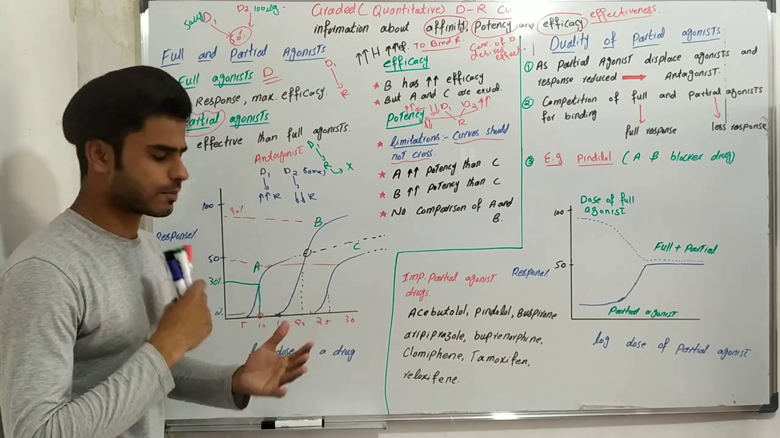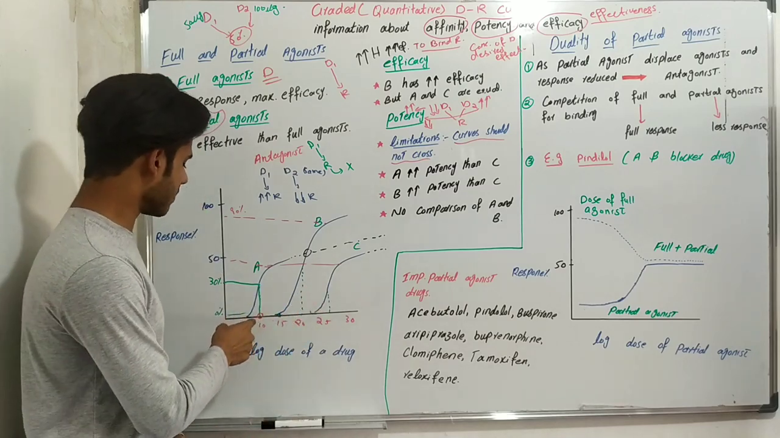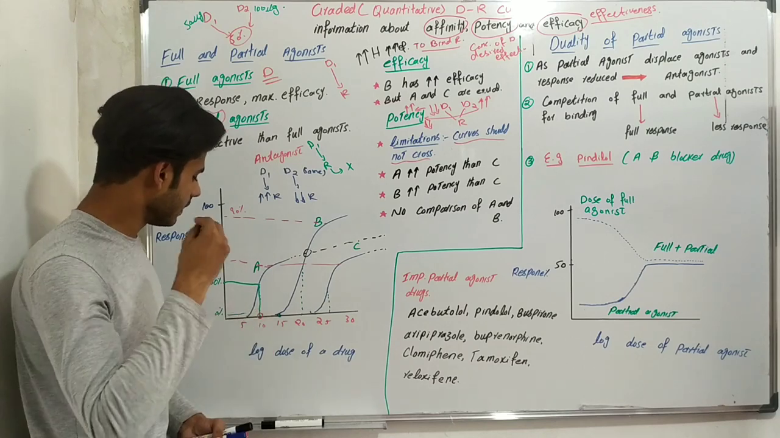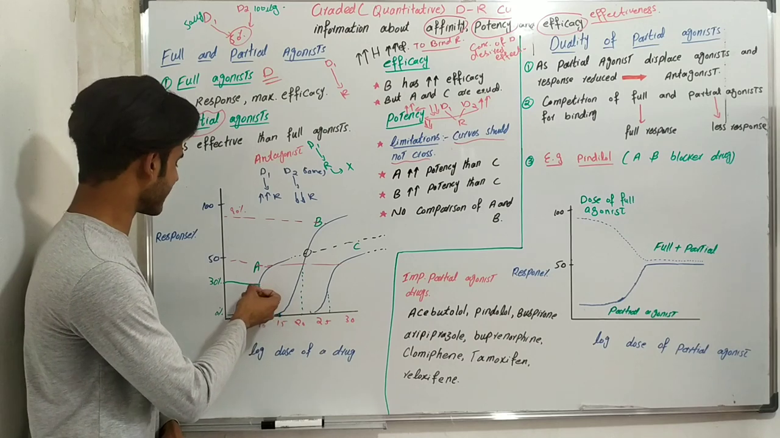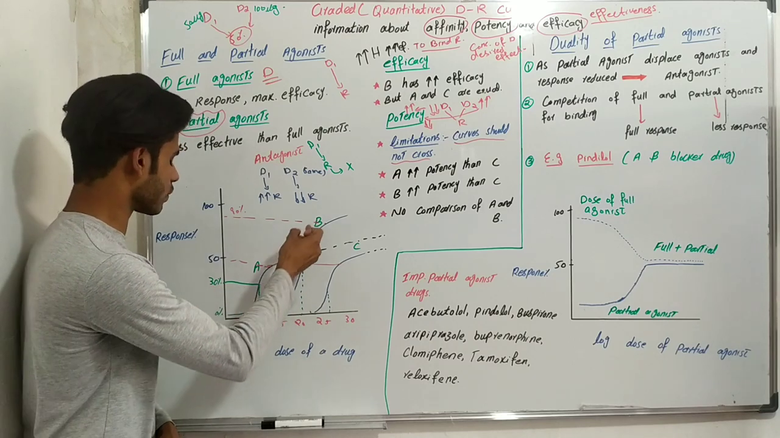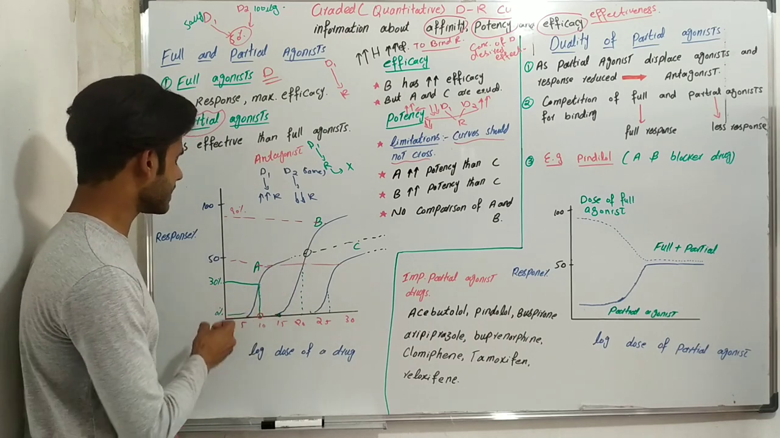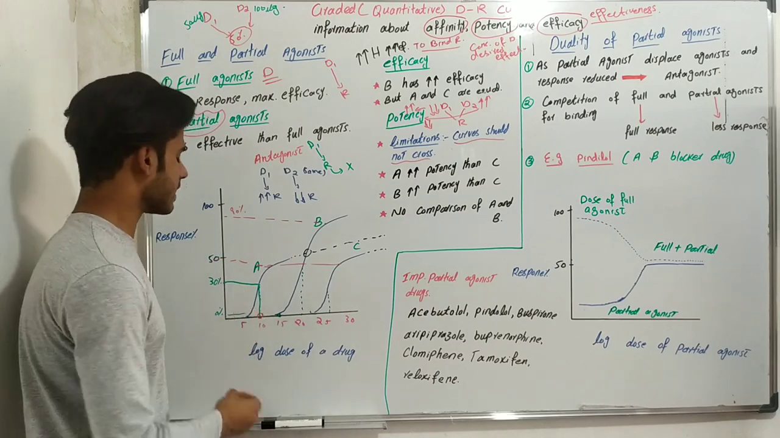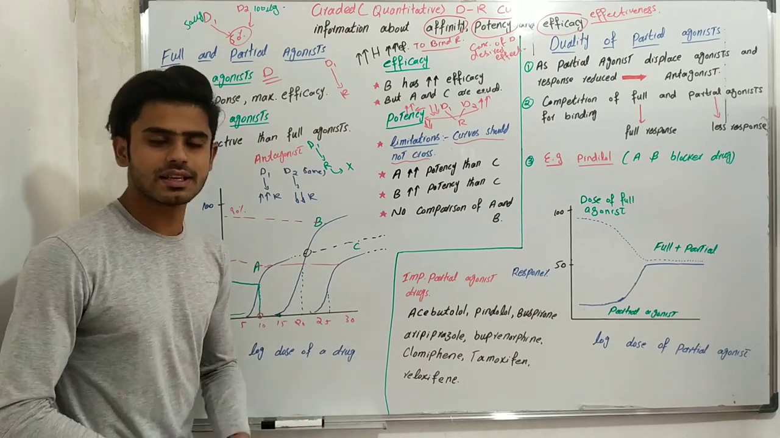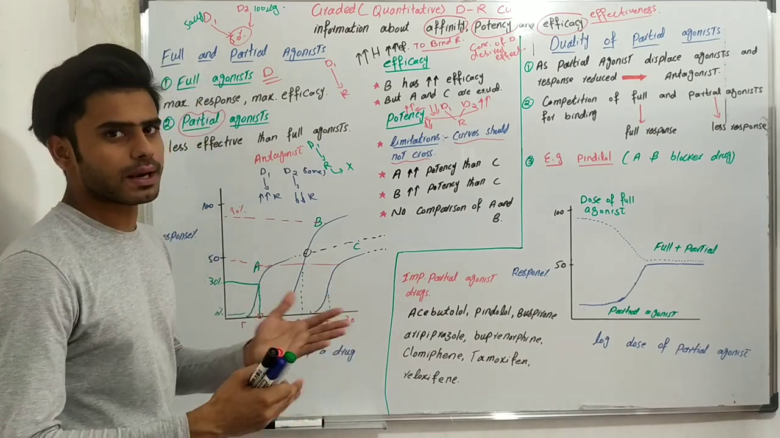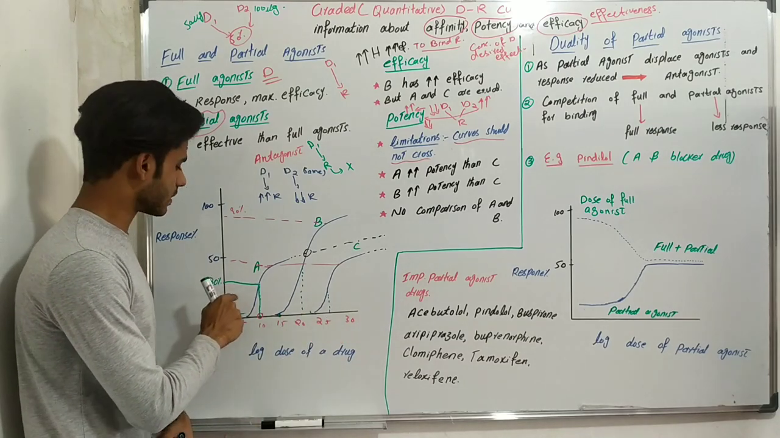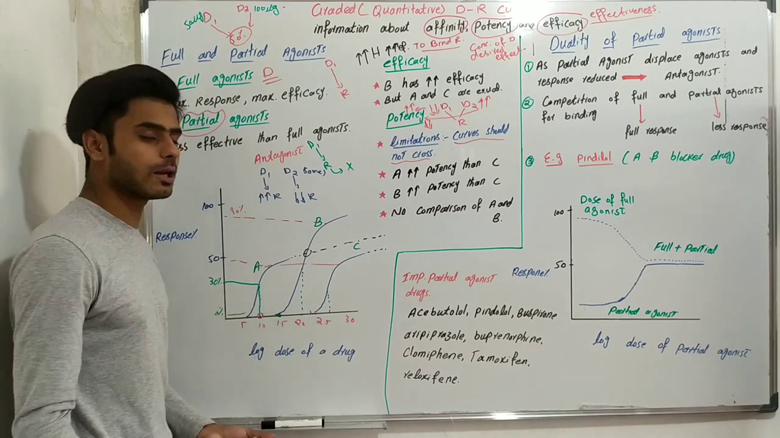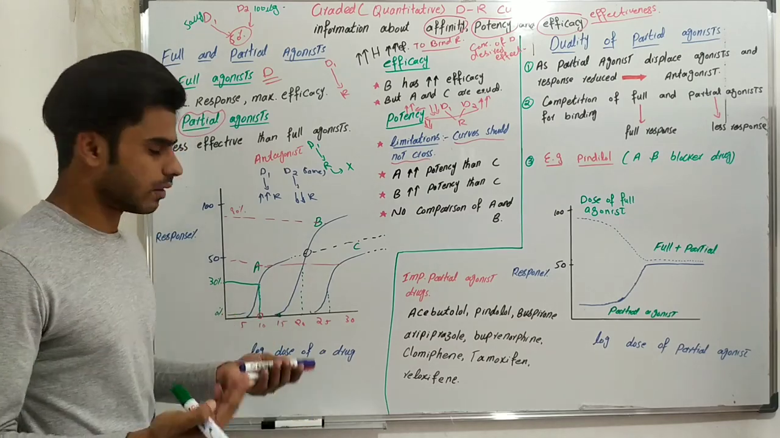Less response, less potency. As you can see there, at 10 we take the concentration 10 of both drugs, A and B. And at 10, what is the response of A? 30%. And what is the response of B? 10%. So B has less response, therefore B has less potency. And this is so simple, as the rule says that which one is closer to the y-axis has the greater potency. So A is closer to the y-axis, so it has the greater potency. So the rule is working here.